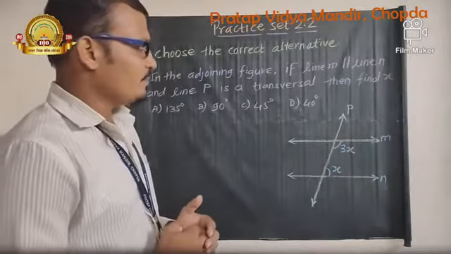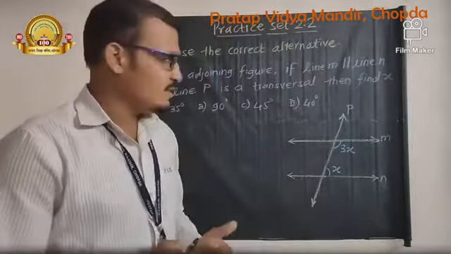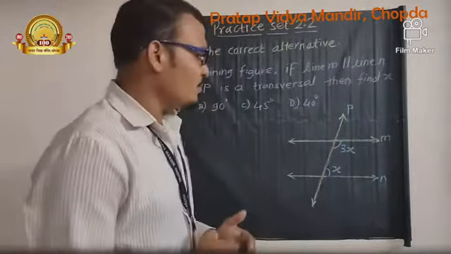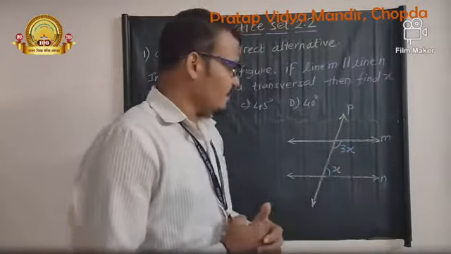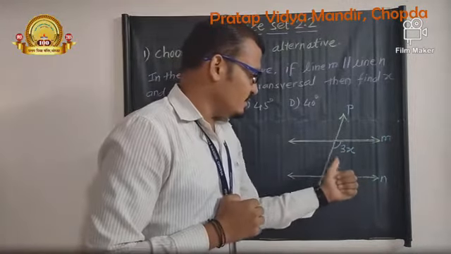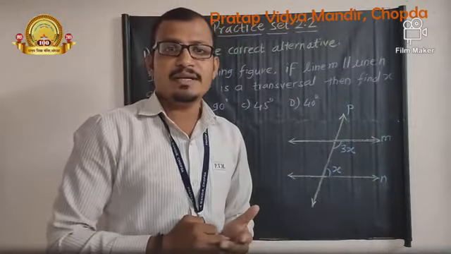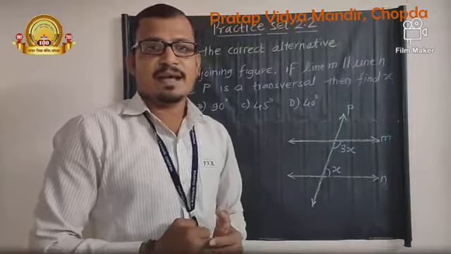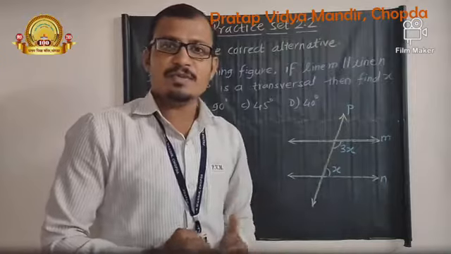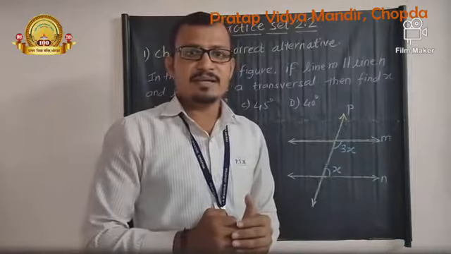Friends, here line m and line n are the parallel lines, and p is the transversal of these two lines, and we have to find the value of x. Clearly these two angles are interior angles, and what is the property of interior angles? Each pair of interior angles formed by two parallel lines and their transversal is supplementary. That is, these two angles are supplementary angles.